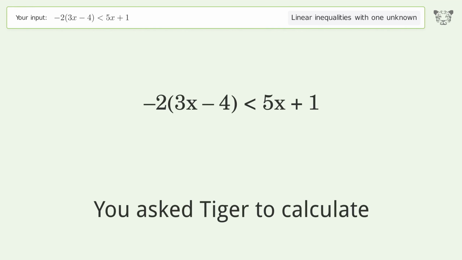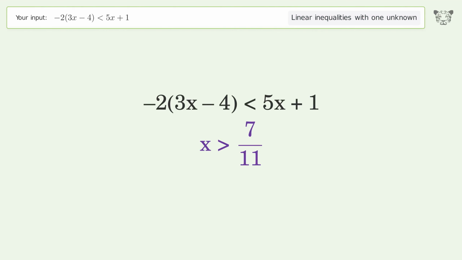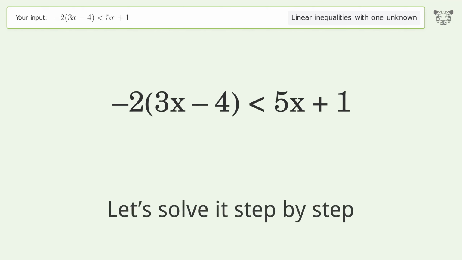You ask Tiger to calculate. This deals with linear inequalities with one unknown. The final result is x greater than 7/11. Let's solve it step by step.